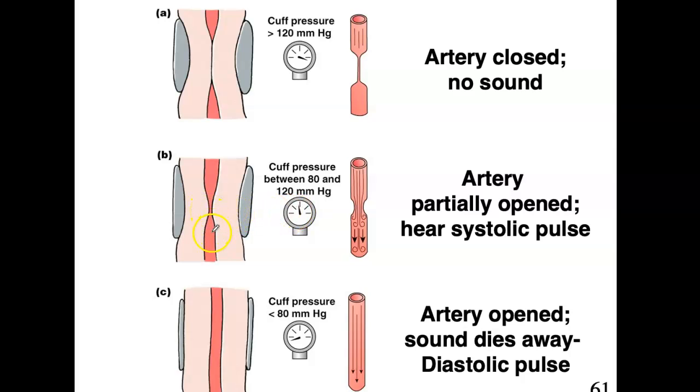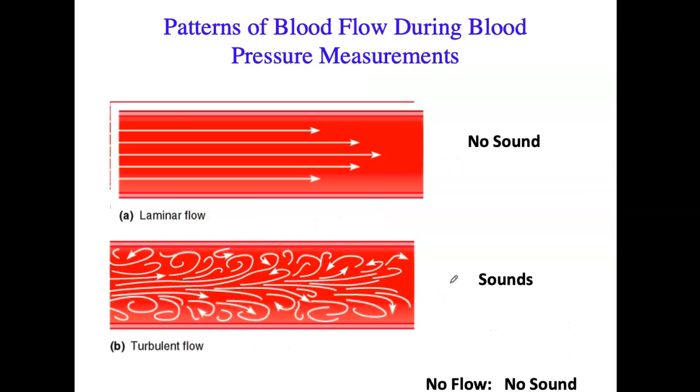You're going to hear this turbulence going on here, and here it's drawn. They've drawn the turbulence here with little curly lines. And then eventually it's going to be fully open, and that sound dies away, and that would be your diastolic pressure. So this one is your systolic pressure, and here is your diastolic pressure. You get better at it when you do this. At first, you don't think you're hearing everything, and then you sort of gain practice.